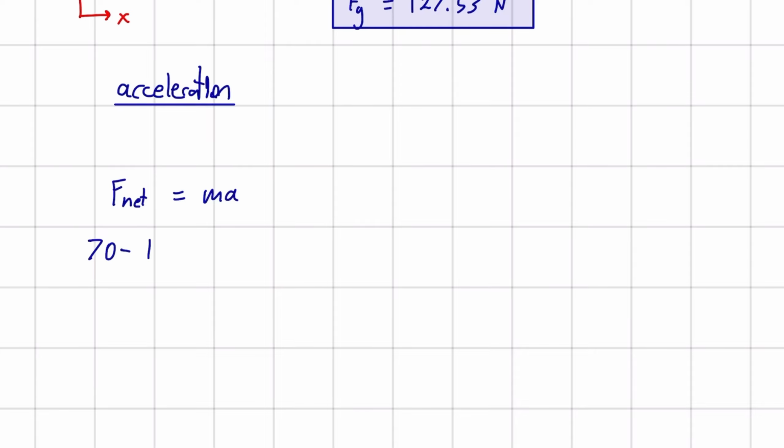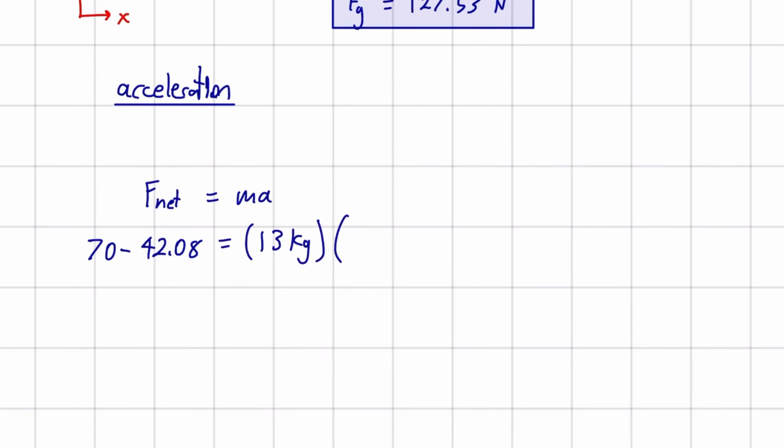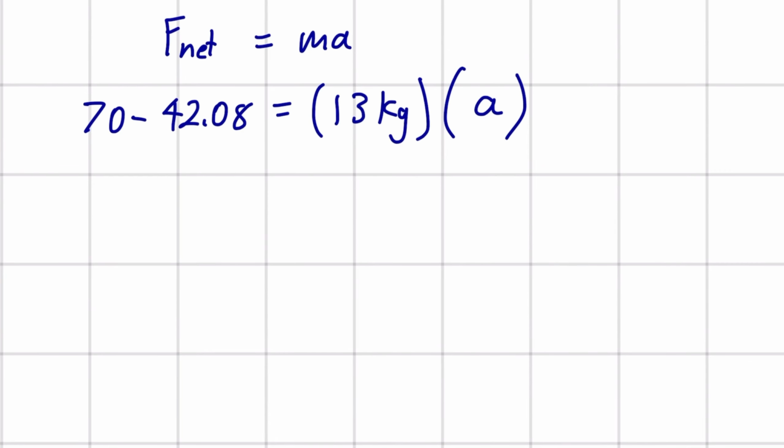70 minus 42.08, and that is equal to our ma. So m, we know, that's our mass, 13 kilograms. Then our acceleration, which is unknown. So now let's rearrange this equation. I'm going to bring this 13 kilograms over to the other side, and I'm also going to type this in my calculator and get 27.29 newtons. I'm going to write the units up here, newtons and newtons.